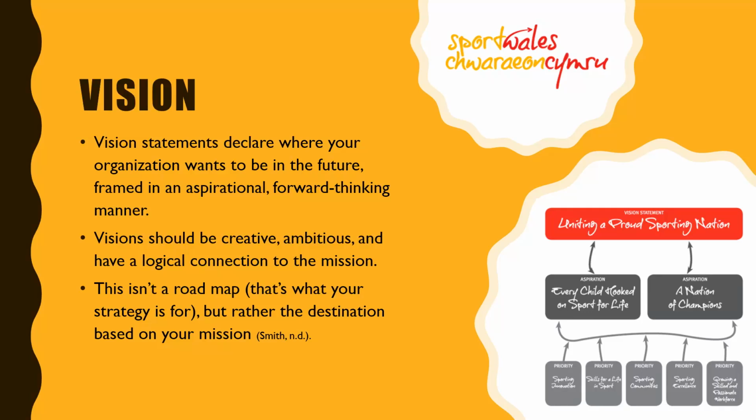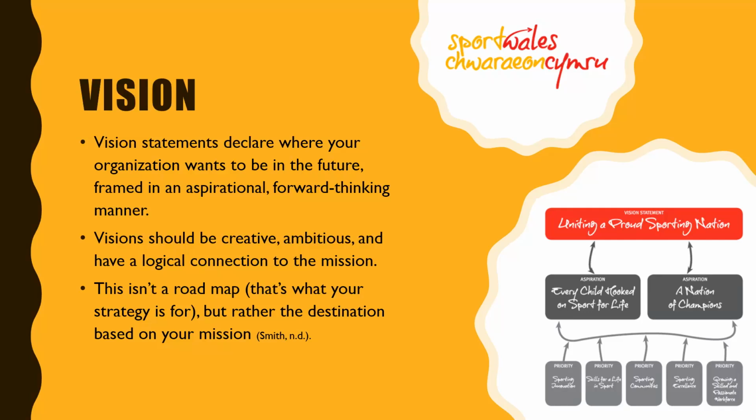Now, beneath the vision statement were two aspirations. A nation of champions set the aspiration for Sport Wales' work and advocacy around elite sport. But at the community level, the aspiration was every child hooked on sport for life. What that meant in quantifiable terms was that the desired end state is one where every child is taking part in 60 minutes of moderate to vigorous intensity sport and physical activity on 5 occasions a week.